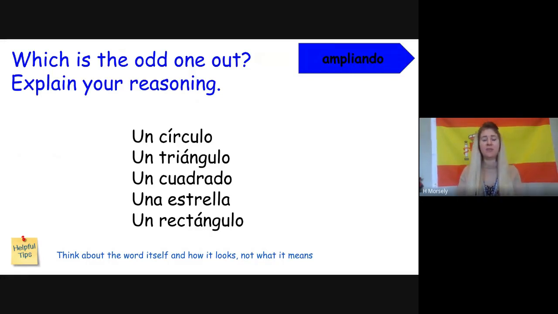So it says at the bottom, helpful tips. Think about the word itself and how it looks, not what it means. So we're not thinking about the properties of these shapes and what's different or what's the odd one out about them. We're looking at the words. Which is the odd one out and why?